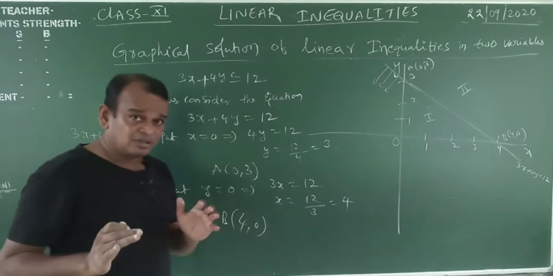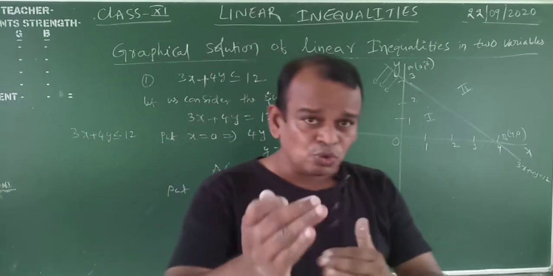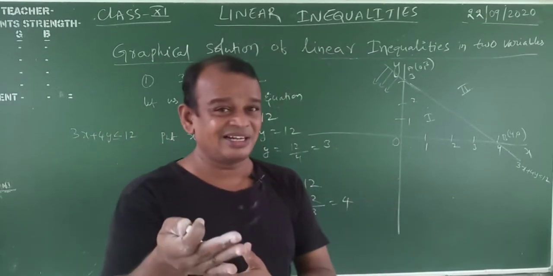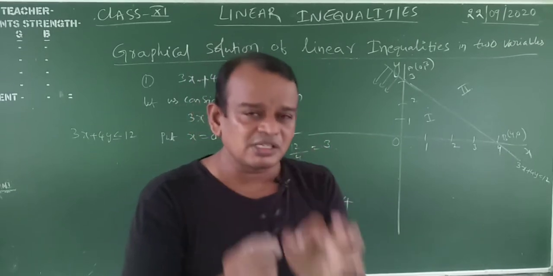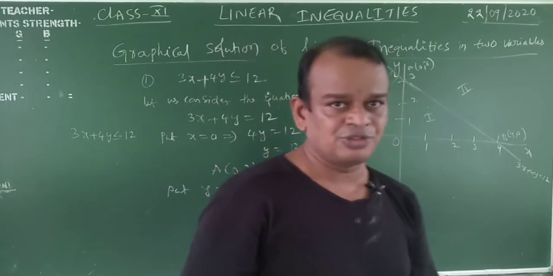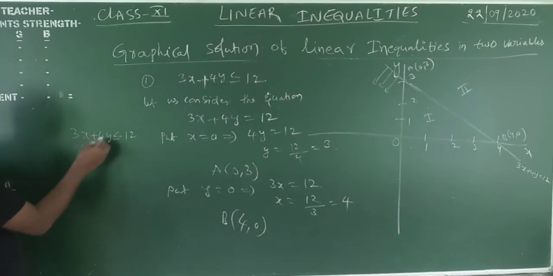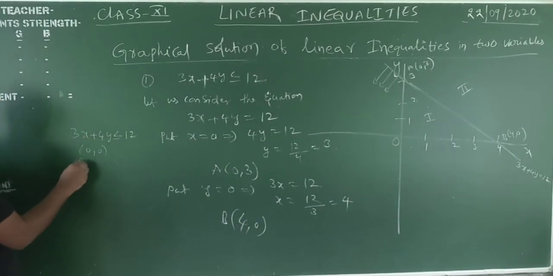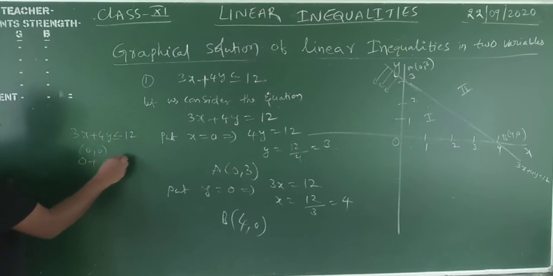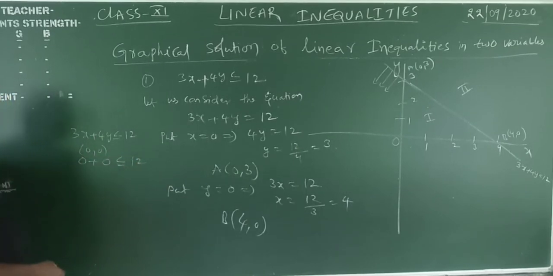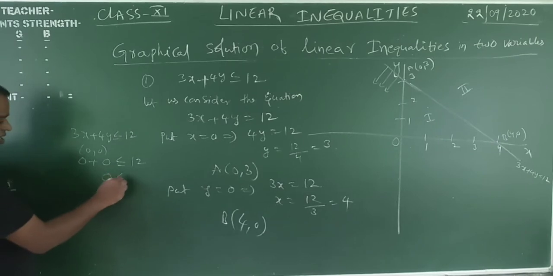What I am telling you, the inequality towards the origin or above the origin, it depends on the origin. What is the meaning of the origin? It means x value 0, y value 0. If you substitute x value 0, y value 0, that is 0 comma 0, in this one, 3 into 0, 4 into 0, less than or equal to 1. Okay, 0 plus 0 means 0 less than or equal to 1.